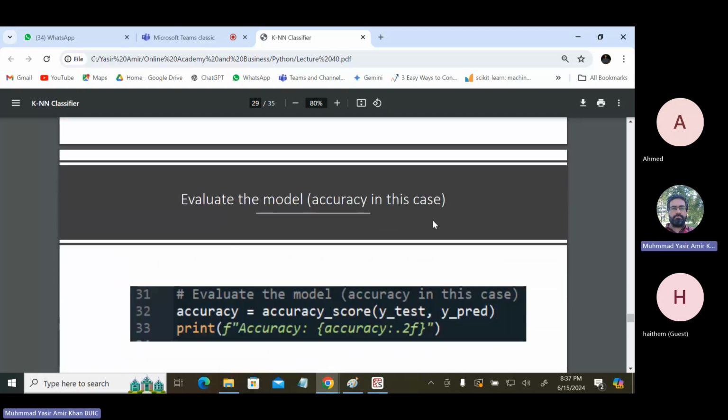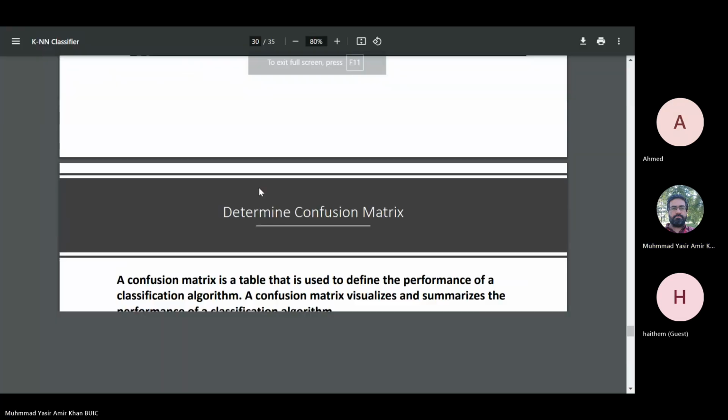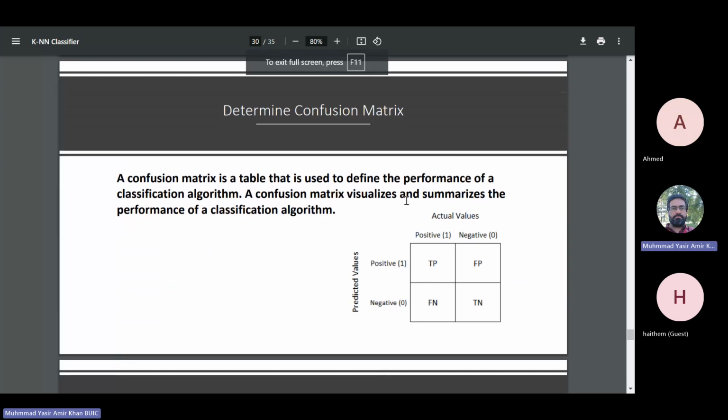And then after that, we have the confusion matrix. We create a confusion matrix. So first, let us understand what a confusion matrix is. A confusion matrix is a table that is used to define the performance of a classification algorithm. A confusion matrix visualizes and summarizes the performance of a classification algorithm. So what's a confusion matrix? Yes, Haitham. It visualizes the performance of an algorithm. Yes, it visualizes the performance of an algorithm. What is it telling us?